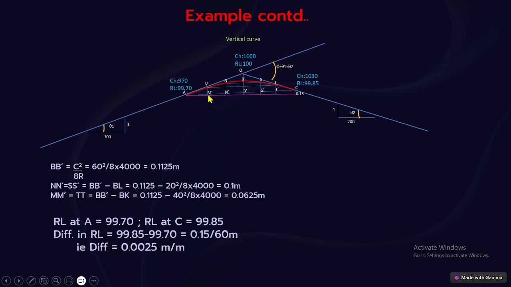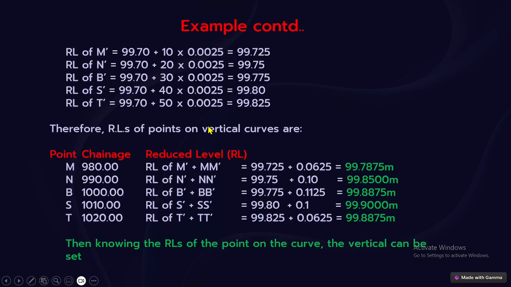If that is the case, for each point we have to find out how much rise or level difference there is, with reference to the datum line and M dash, N dash, B dash, S dash, T dash. For 60 meter, 0.15, so for 1 meter how much? It is 0.0025. For per meter, the rise is equal to 0.0025 meter. From there, for 10 meter, how much can you calculate?